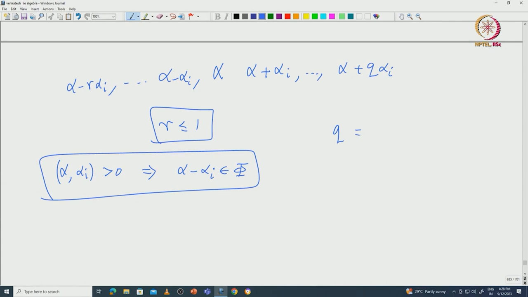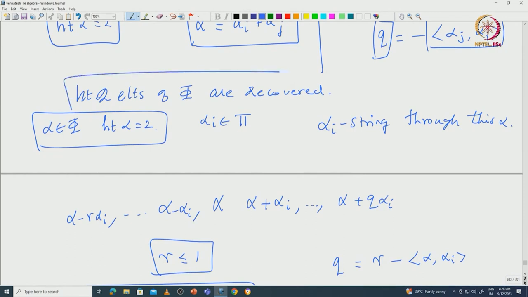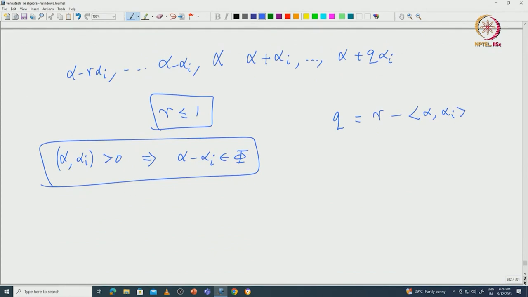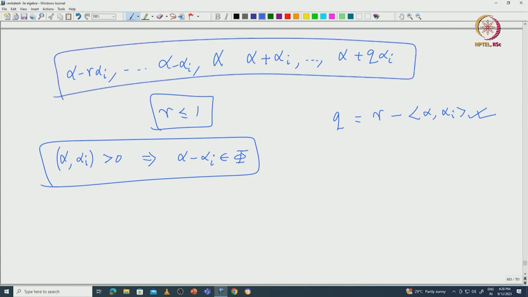Q is equal to r minus this Cartan integer of alpha and alpha i. Since we have determined all the height two elements already, this Cartan integer is also determined for all alpha of height two. So that means q is also now determined. Once this is determined, the entire alpha i string through alpha is determined. That way we have determined, for example, the height three elements.